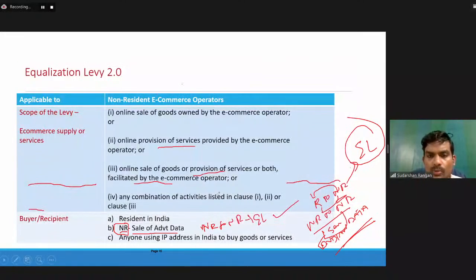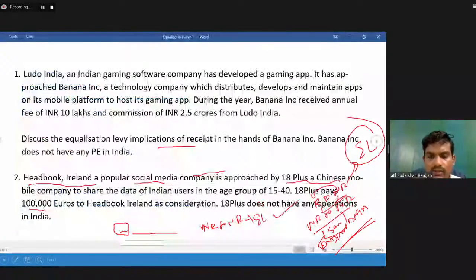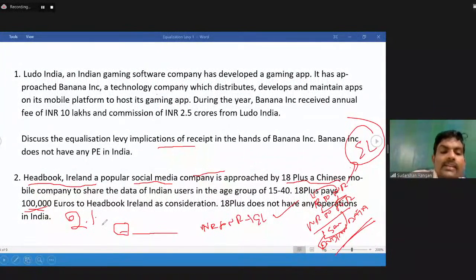So once they sell your data, this is the first time India is the first country to tax data. No other country till date has this. So for this 1 lakh euros consideration paid by 18 plus China to Headbook Ireland, converted into INR, Headbook Ireland has to pay 2% equalization levy.